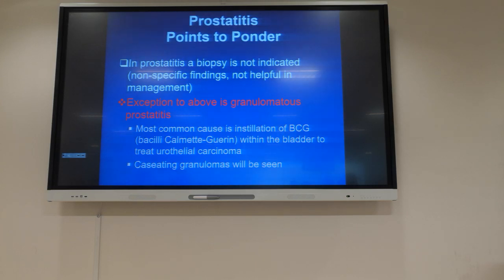There is only one condition with prostatitis where you consider doing a biopsy, and that is with granulomatous inflammation. And how does that happen? If your patient has a history of BCG that has been instilled into the urinary bladder. What is BCG? Do you guys know? Vaccine, right, exactly.